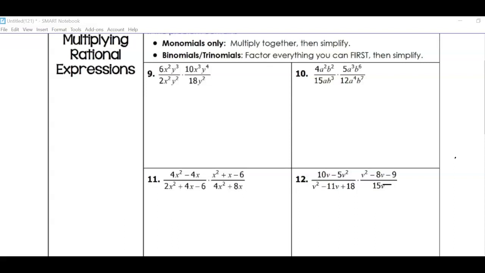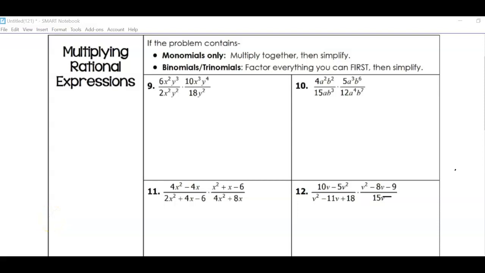All right, so now let's go ahead and multiply polynomials together. So we have these two fractions, basically, is what we have. And now we're going to multiply those together by step. First one, it says multiply monomials only, and then bi and trinomials factor.